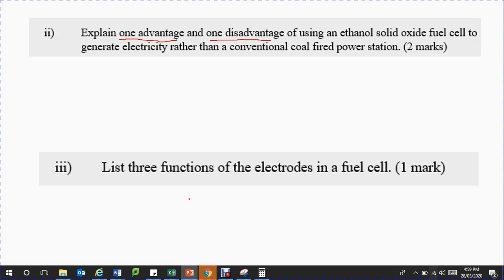So it needs to be able to conduct electricity, needs to be able to separate the oxidizing and the reducing agent, and these reactions are quite slow, so they need a catalyst as well, so that the reaction can occur in a timely manner.